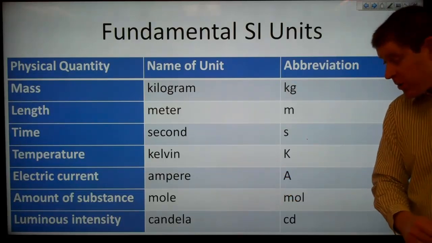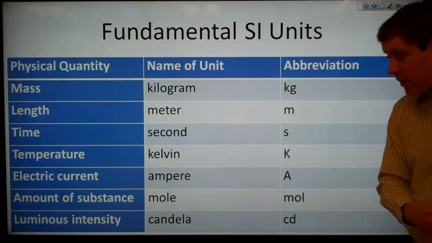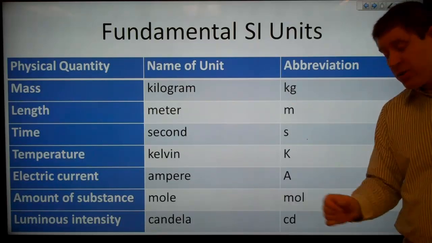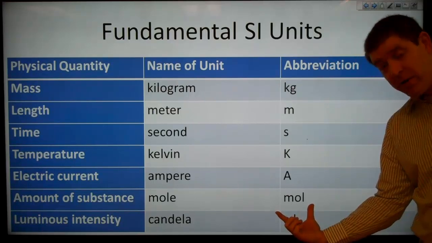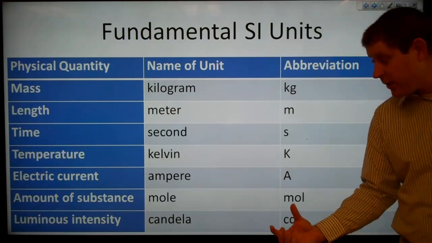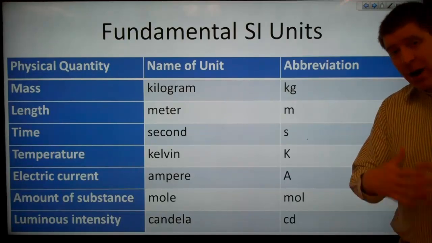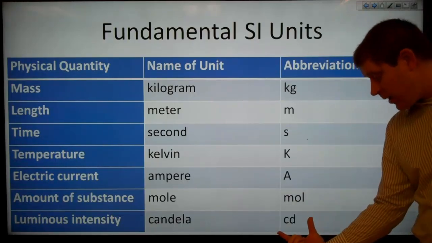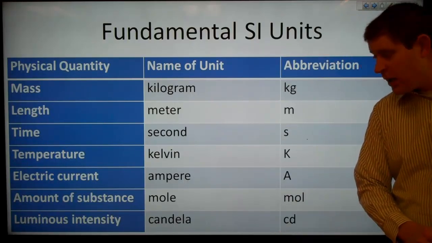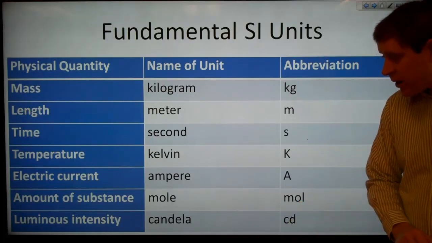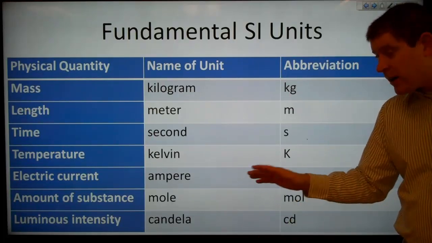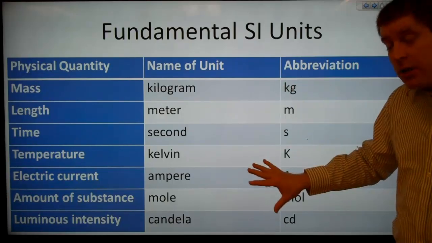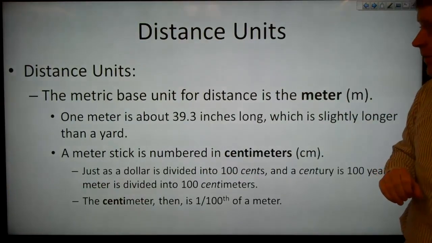Electric current is measured in amperes, which is symbolized with an uppercase A. Amount of substance, or how much stuff we have around, is measured in moles, and we abbreviate that mol. It's not much of an abbreviation, but it's something. And then luminous intensity, so how much light is being emitted by something, is measured in candelas, which is labeled cd. In chemistry, we generally don't use candelas too much. We use amperes only in electrochemistry, but the rest of them, the other 5, are used fairly often in chemistry, so you need to know those 5 and their abbreviations.